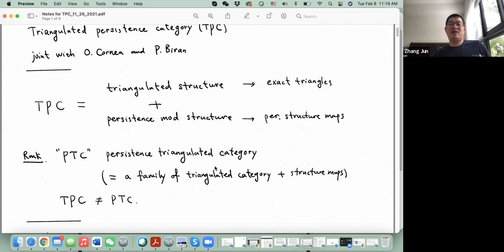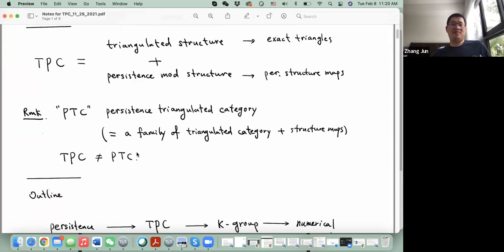And this is not what we are doing. We did not create a family of triangulated categories, but we attempted to do that at the beginning of our project. We failed. We do not know how to do that. So we sort of switched the structure, and we get something like a triangulated persistence category. So in general, these two things are not the same. And still, for us, this PTC is mysterious.